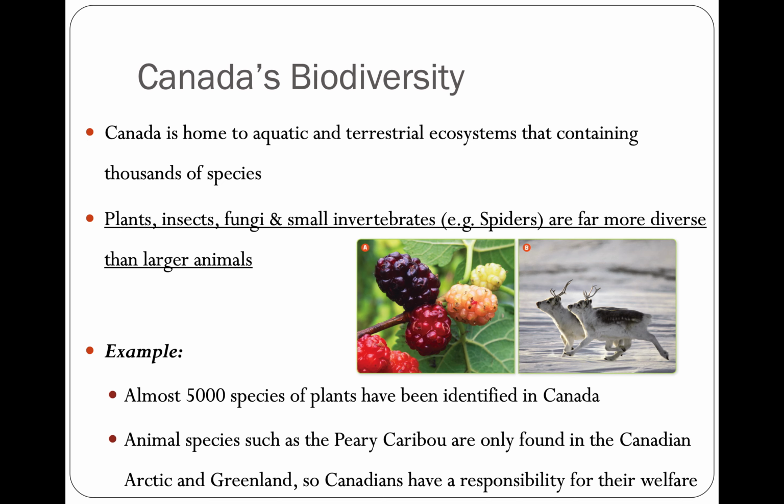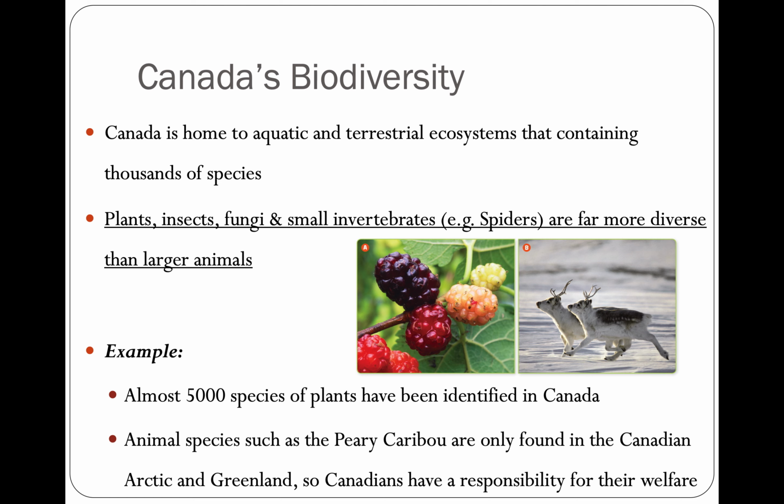Okay, no handout. So let's talk about biodiversity in Canada. We obviously have aquatic and terrestrial. Lots of different species: plants, insects, fungi. Small invertebrates are far more diverse than larger animals. So the smaller the things are, the more diverse they happen to be, like fungi, bacteria, stuff like that, as well as insects, compared to larger animals, because it takes more energy for larger animals.